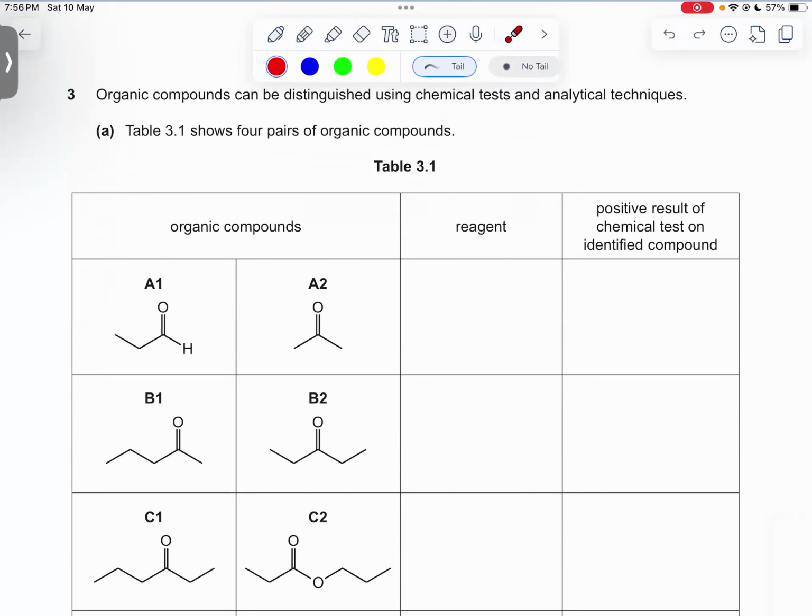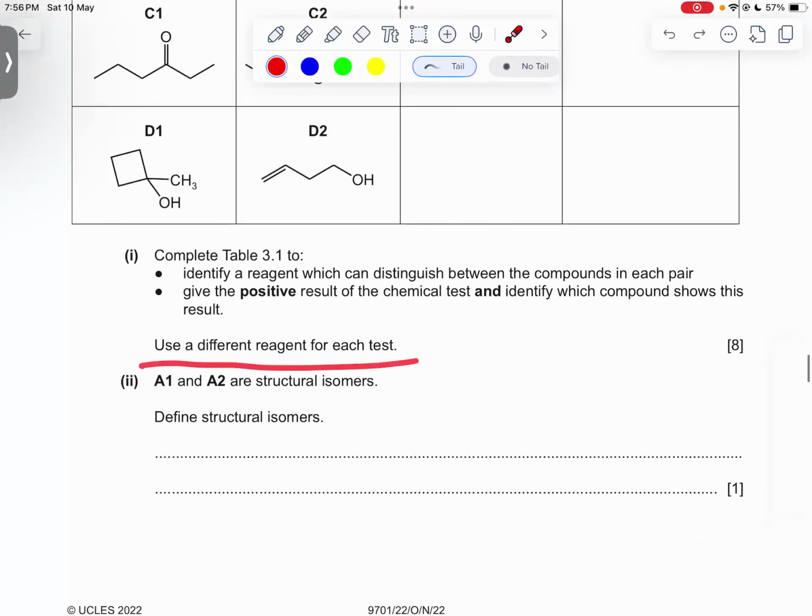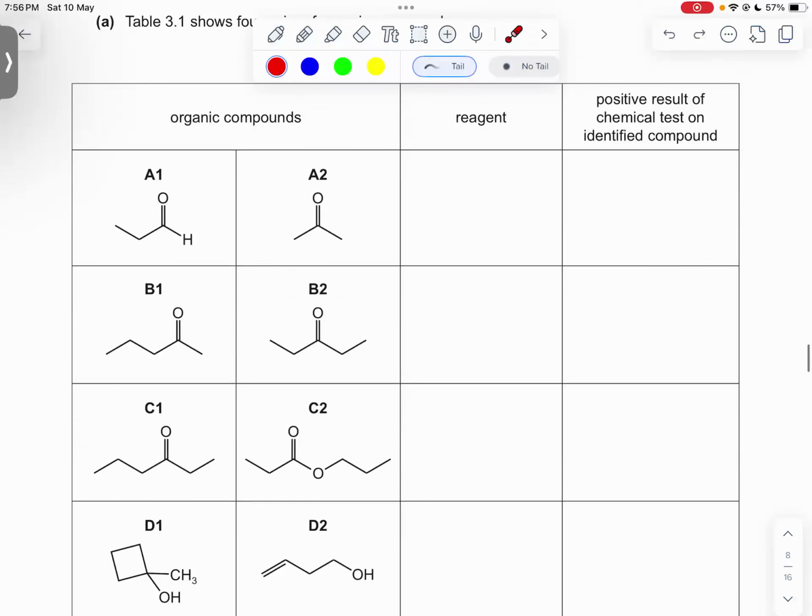First we have to write down the reagent, and I think they'll tell us to use different reagents for each test. Yes, all right. So which reagent can distinguish between an aldehyde and a ketone? The only reagent that can completely distinguish between an aldehyde and a ketone is Fehling's test or the Tollens test, because those are the ones that distinguish carbonyl compounds. So we will say Fehling's solution or Fehling's reagent, which is copper 2 oxide, basically CuO.